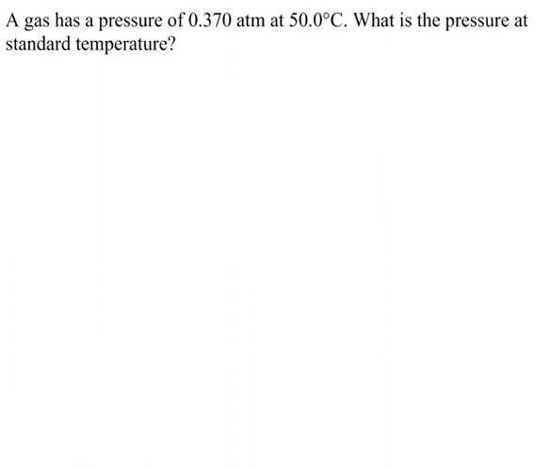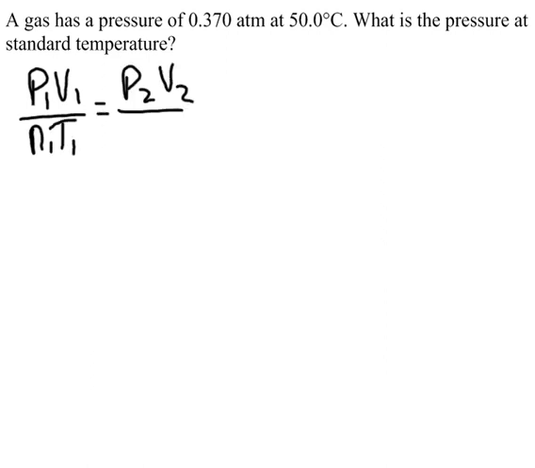Alright, a gas has a pressure of 0.370 atmospheres at 50.0 degrees Celsius. What is the pressure at standard temperature? So, first thing that we need to do is write down our equation. So we have P1V1 over N1T1 equals P2V2 over N2T2.